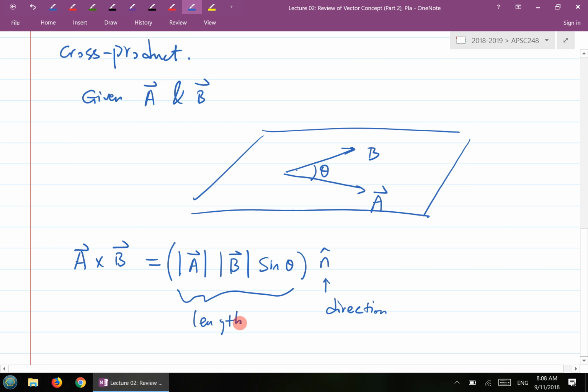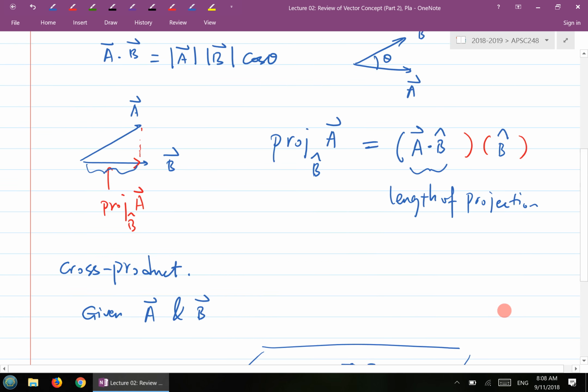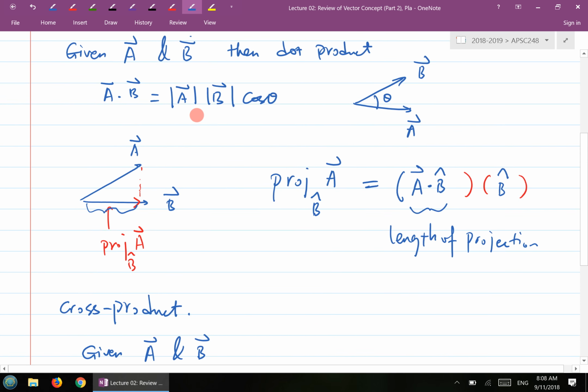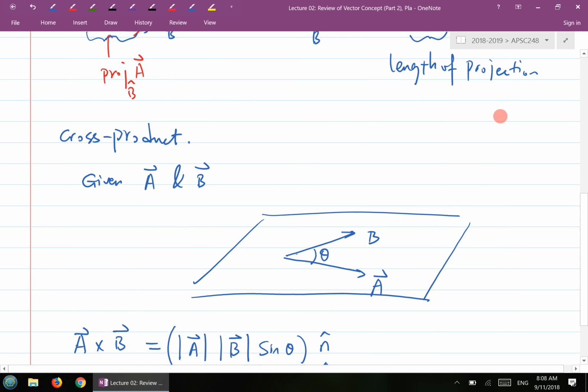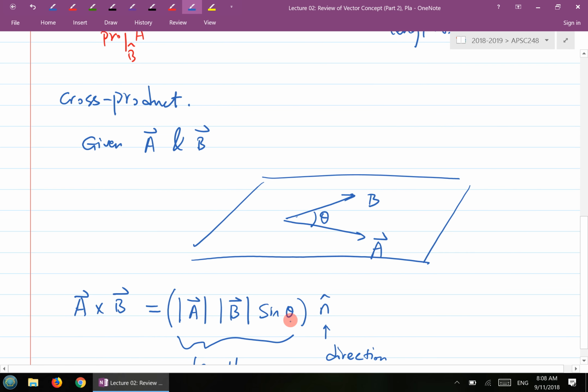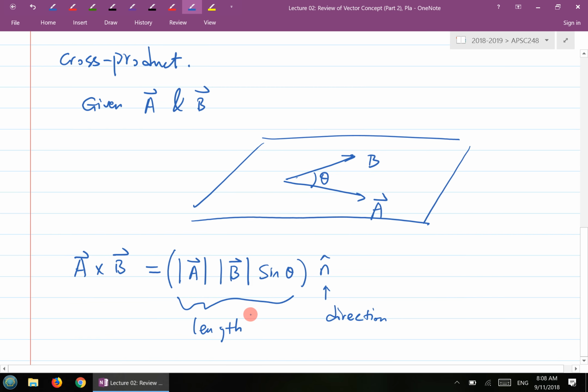So the difference basically is between the dot product and the cross product. The dot product is a scalar, and the cross product is a vector, right? It's a vector. So then, which direction is it pointing to? The definition of the cross product is that it points this way. Basically, this is your n hat direction, and this length here is this portion.